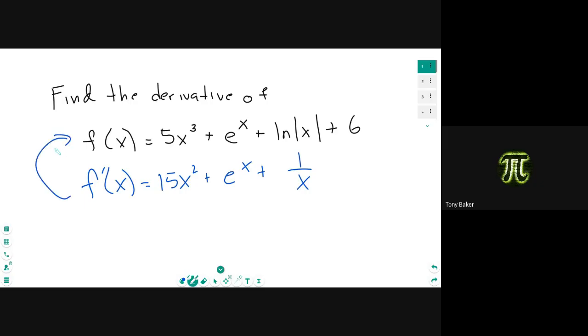How do you go backwards? How do I undo what I just did? Don't worry, you're not supposed to know the answer to that question. It's known as an antiderivative, or what you're typically going to be referring to it as is integration.